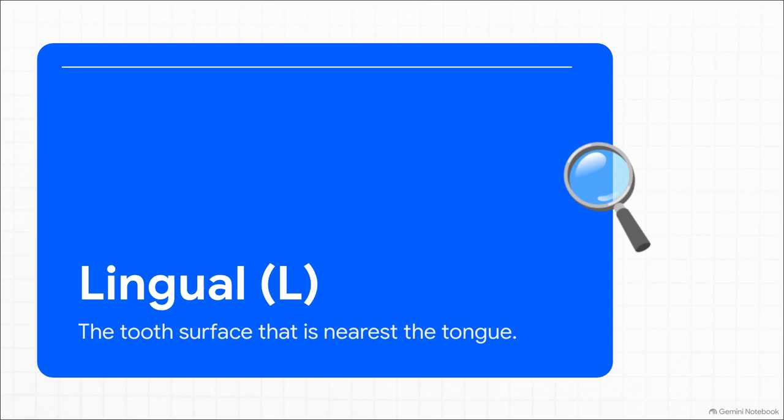Finally, completing our directional map, we have the lingual surface, abbreviated as L. This is the inward-facing surface of the tooth, literally the side that's nearest to the tongue. Whether you're dealing with a front incisor or a back molar, the inside surface is always the lingual surface.